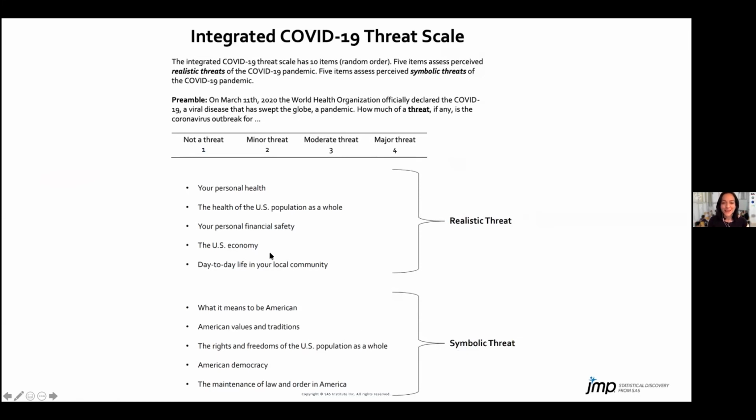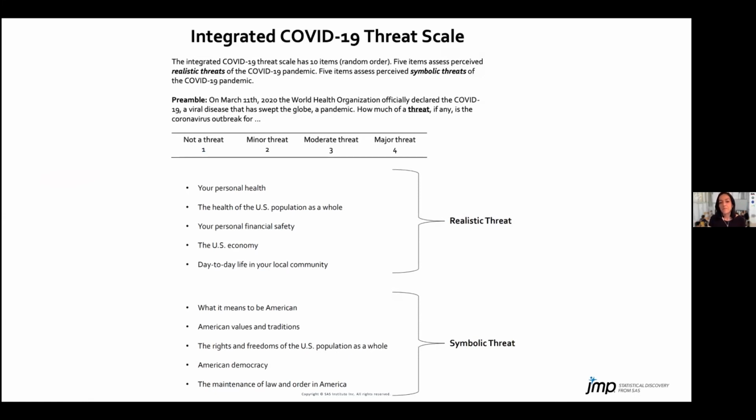And notice that the questions that you participated on are, in fact, one of the items for the realistic threats, and the other one was for symbolic threats. So I wanted you guys to get a little taste of what it is to answer these types of questions. But that's part of what they did in their study.